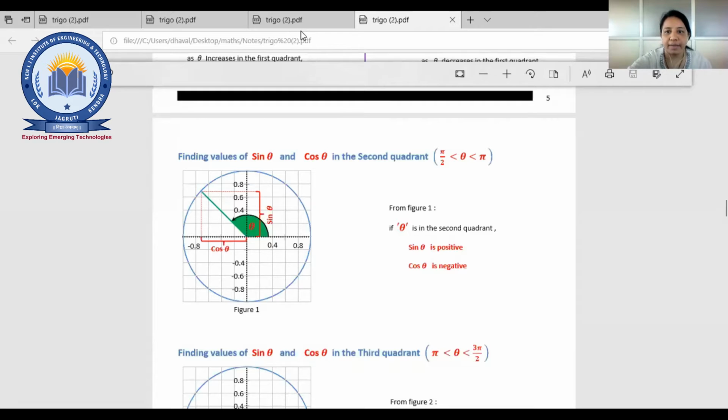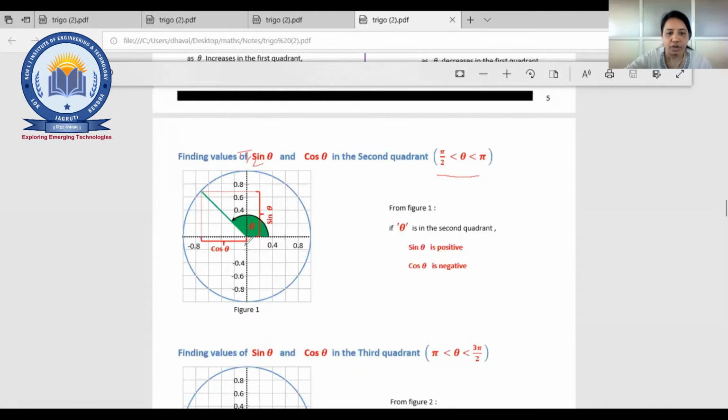So second quadrant, here you can see in the figure, the theta will be this one, right? Pi by 2 plus something. This is the second quadrant, right? So that is pi by 2, that you know. So pi by 2 plus something, so it will be between pi by 2 less than theta less than pi.